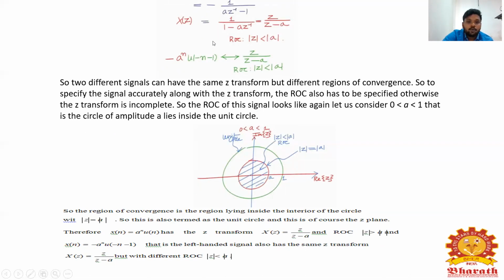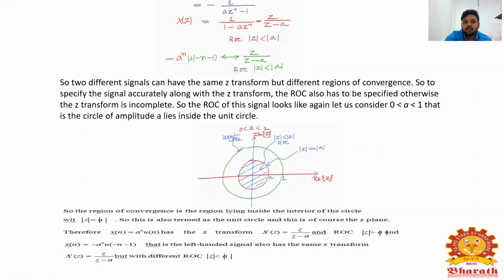For a power n u of n also, we got the answer of z divided by z minus a. For a power n u of minus n minus 1 also, we got the answer z divided by z minus a. What the difference is, we got the same z transform but different regions of convergence. So to specify the signals accurately along with the z-transform, the ROC also has to be specified, otherwise the z-transform is incomplete.